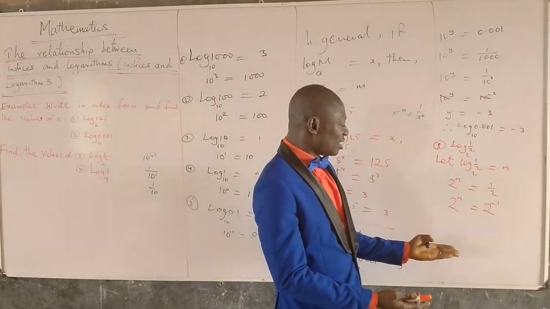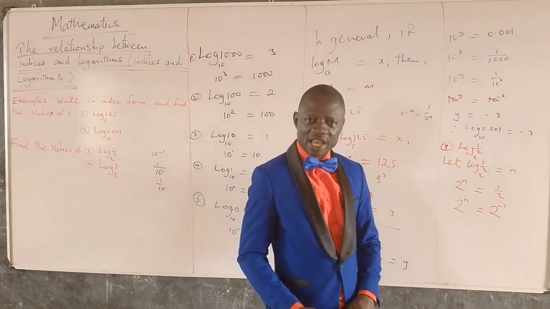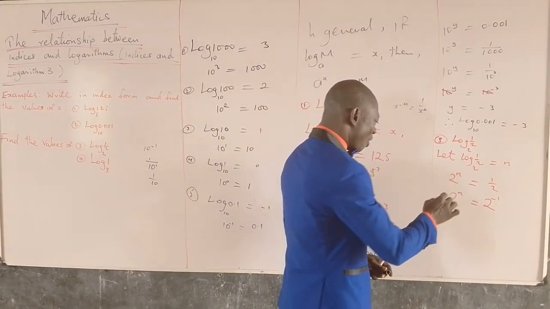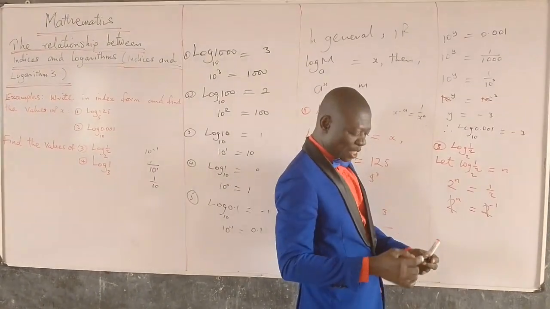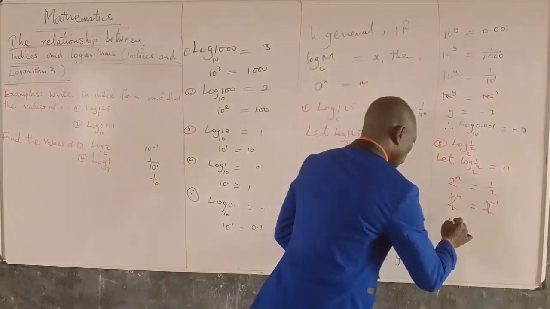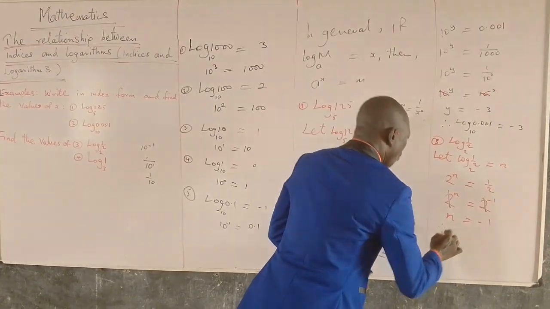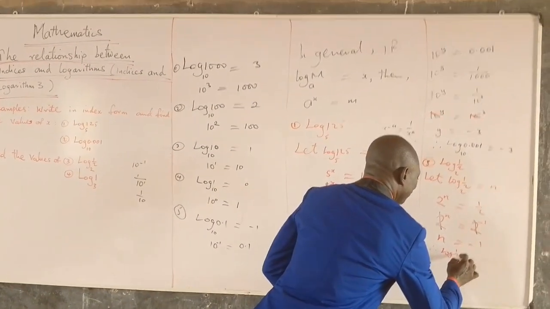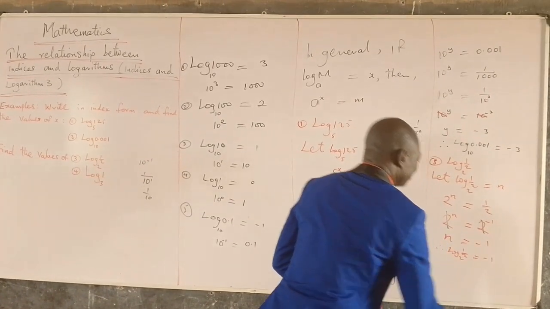This time around, we have the bases being equal. And as usual, we say if the bases are equal, then the indices are going to be equal. We cancel the bases and face the indices, where we have something to calculate. And so n is equal to minus 1. Therefore, we are concluding that log half in base 2 is equal to minus 1.